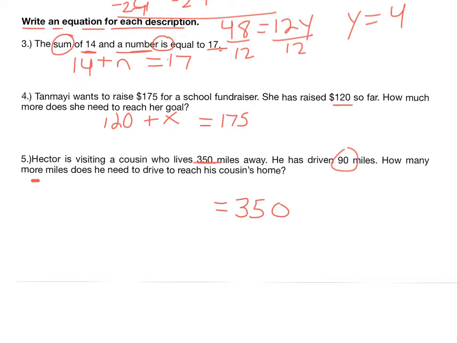He's already driven 90 miles, and we know that in total means we're combining a couple things. So if we add 90 by how many miles he needs left, how many miles he has left to drive, we should get 350. Do we know how many miles he has left to drive? No, so we would use a variable. You could use any variable. I will use the variable D. That's it, 90 plus D equals 350. And again, you don't need to solve it, although I'm sure you know how to solve this.